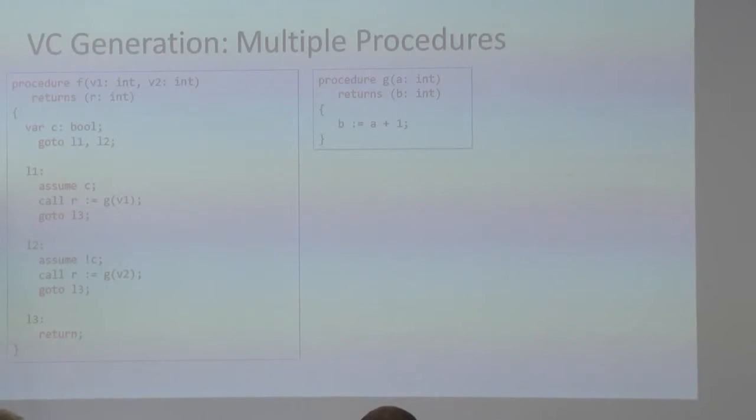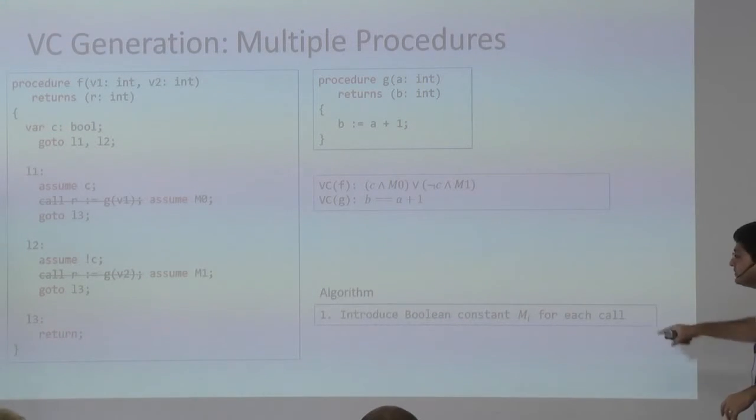Okay, now I want to do VC generation. So the first thing I'll do is I'll knock off the calls, and I replace them with assume statements. Okay, so I imagine fresh Boolean variables, M0 and M1, and the first call is knocked off, and I instead put a placeholder saying that if M0 is true, I must remember to do this call. And if M1 is true, I must remember to do this call. Okay? So I replace call sites with assumes, and now I do my VC generation. Because I've eliminated all procedure calls, I can do VC generation the way I described previously.